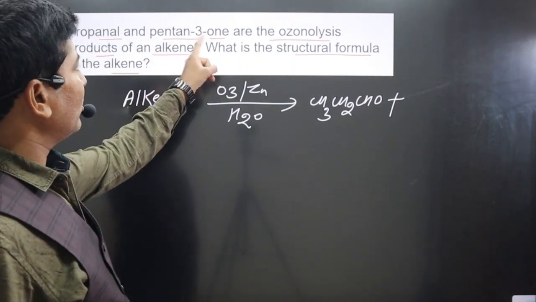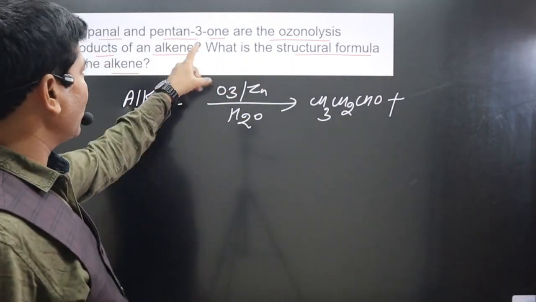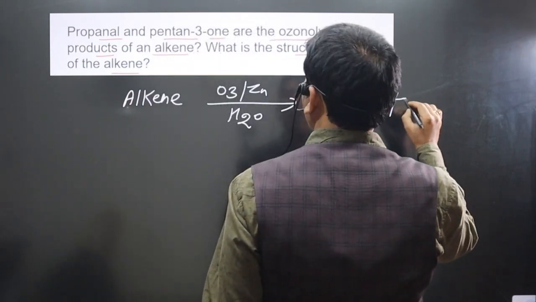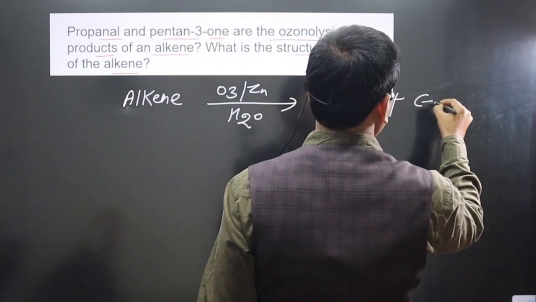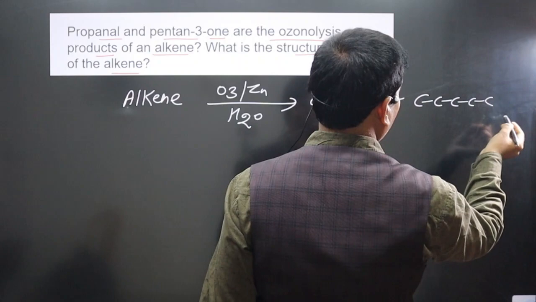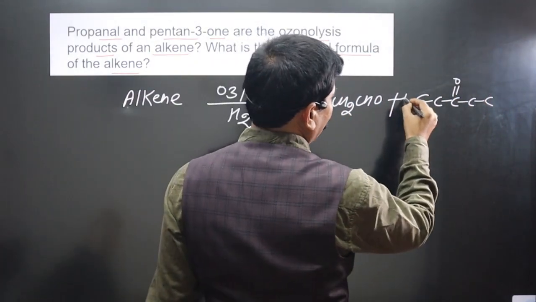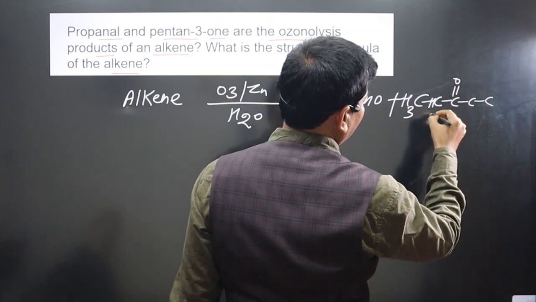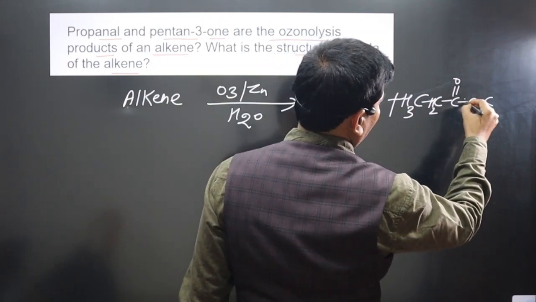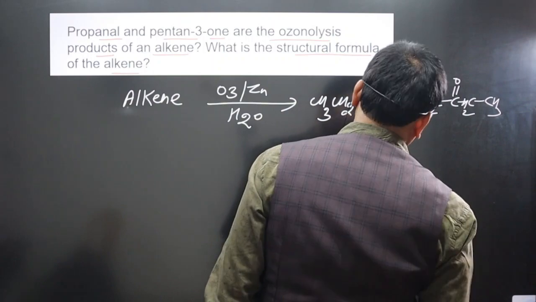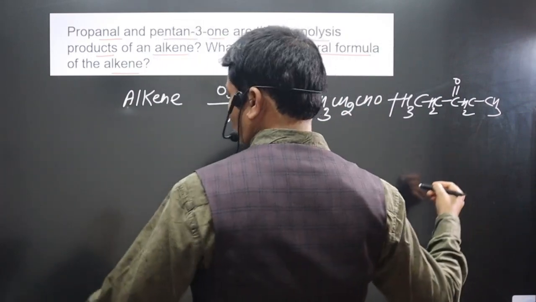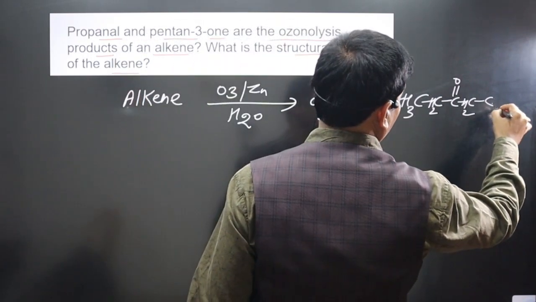And next, pentan-3-one means it is a ketone. You can see "one" is there, and pentane means 5 carbons: C C C C C. To the third carbon we have a double bond to O, the keto group. We satisfy the valency of carbon with CH3, CH2, CH2, CH3. These are the products we have.